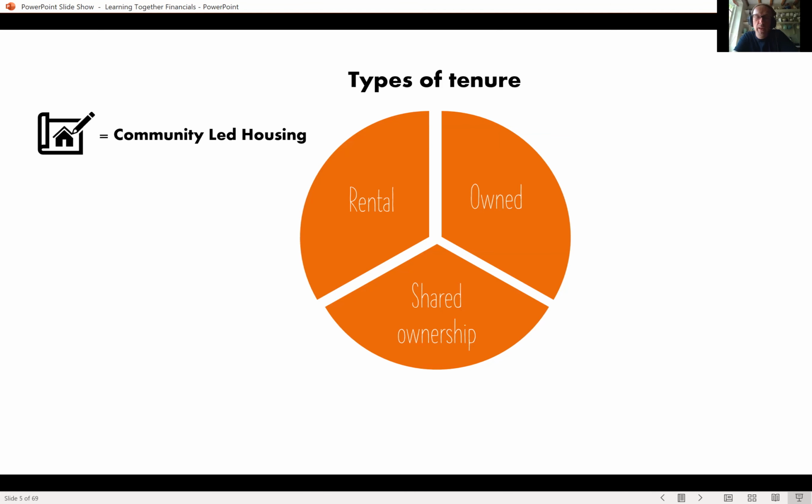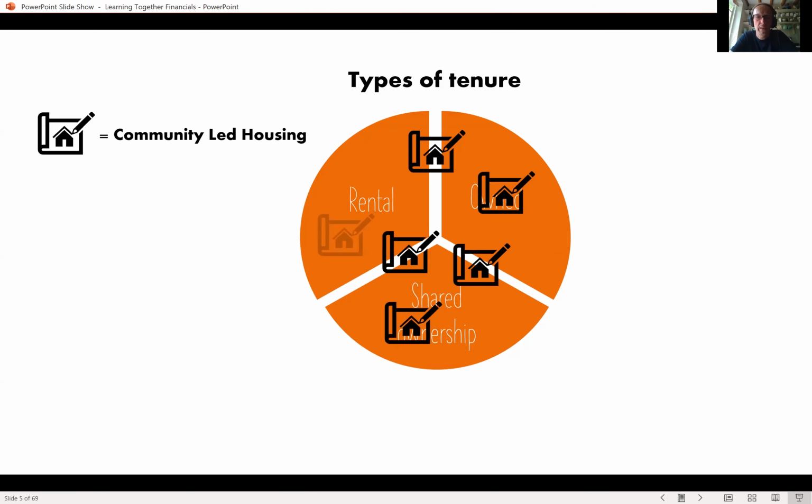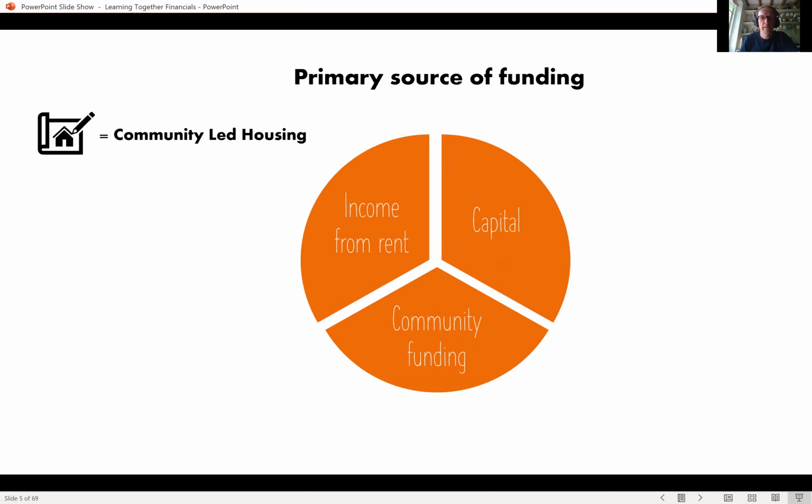As some of you will know, there are different types of tenure: rental, own, and shared ownership. These are the 3 most common types of tenure, by which I mean the way people occupy houses. They either rent, they own them, or they have some sort of shared ownership in the properties that they live in. Again, community-led housing crosses into all these different areas, and some are mixed, and that's quite important in deciphering your financial model, which we'll go on to talk about in some of the case studies that I go on to discuss.